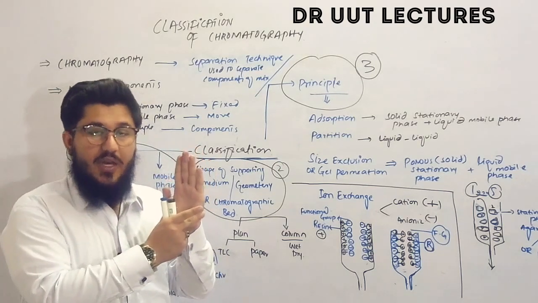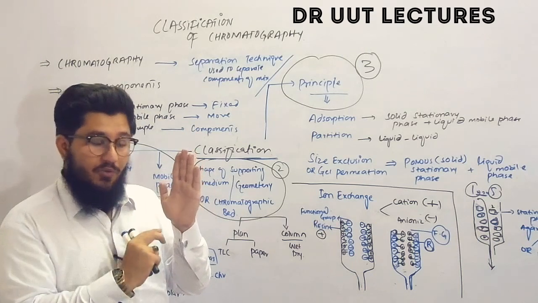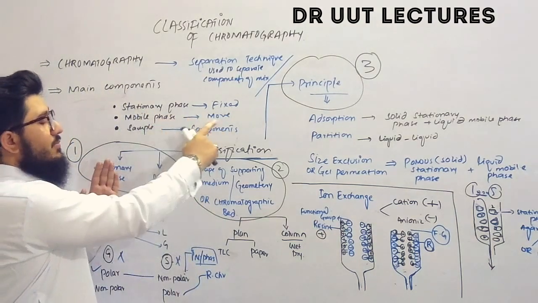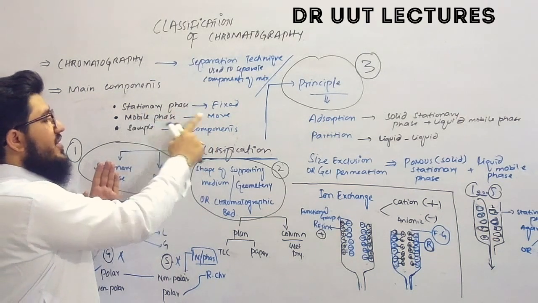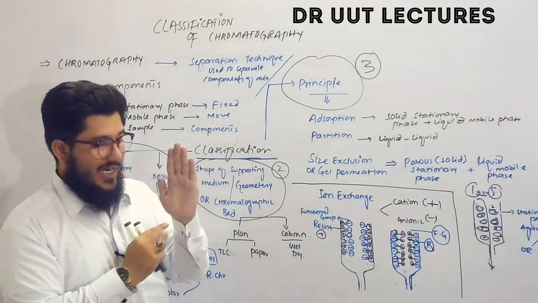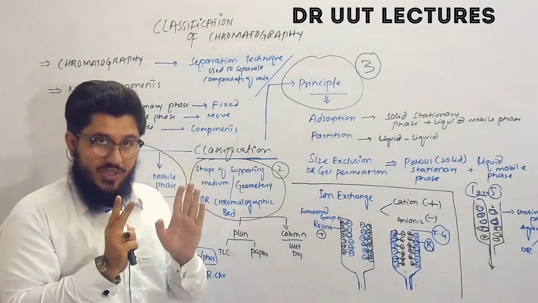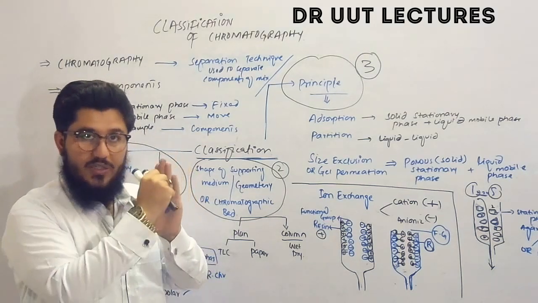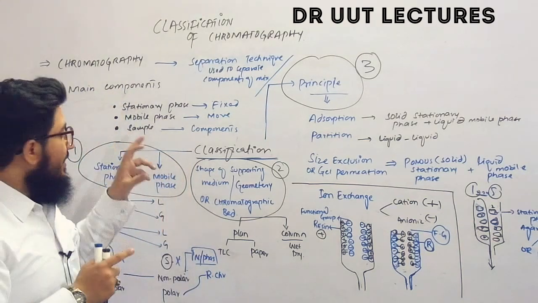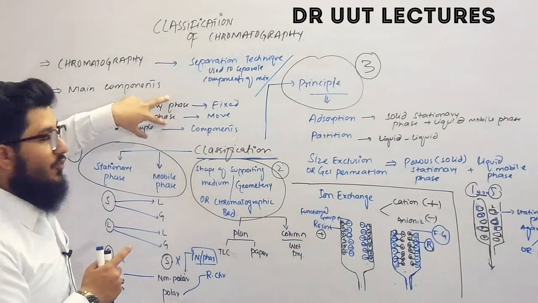One phase is fixed and another one is moving. The movable one is known as the mobile phase. So we have one that is fixed, another one that is moving. The fixed one is the stationary phase and the one that is moving is known as the mobile phase. So we have two phases. One is fixed, another one is moving. That's it. And the sample that we actually want to separate is separated by these two phases.